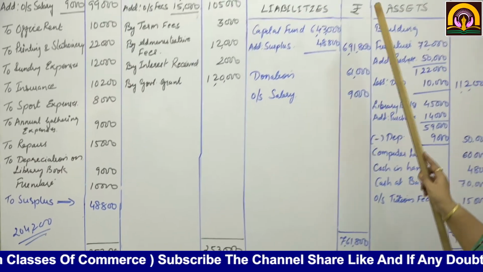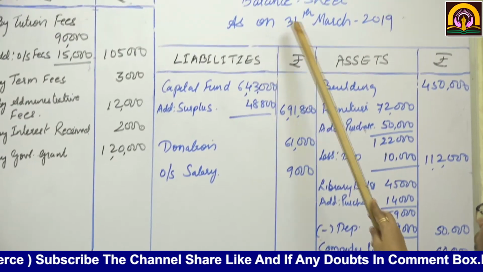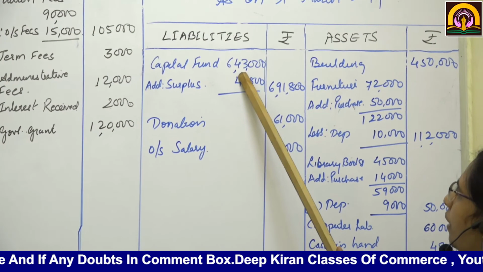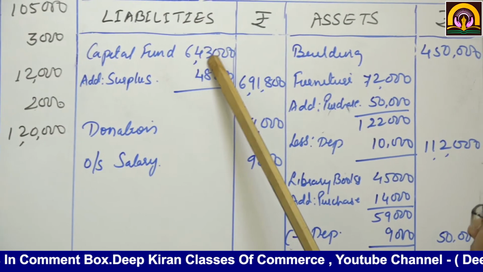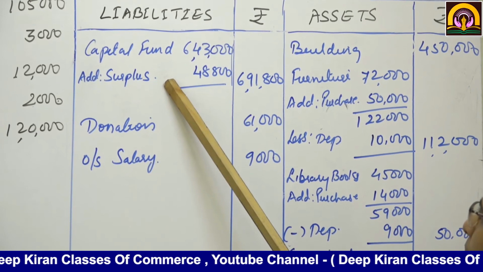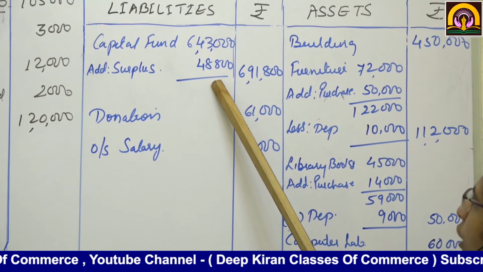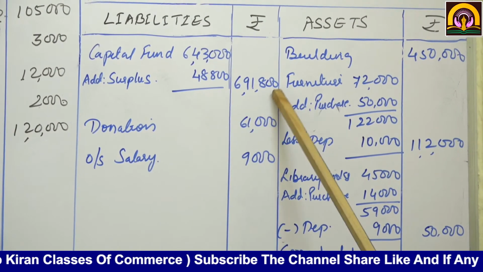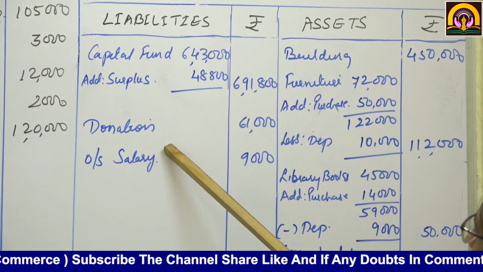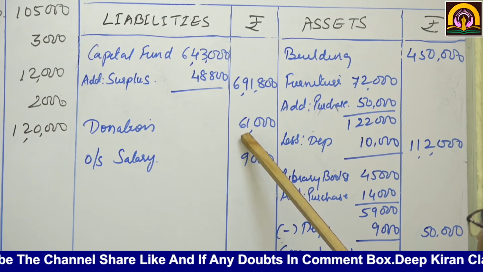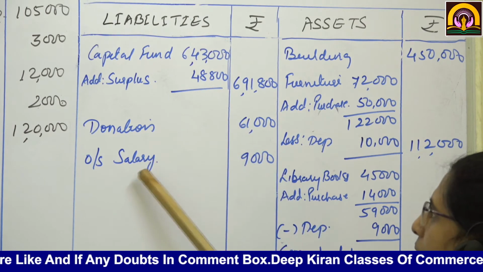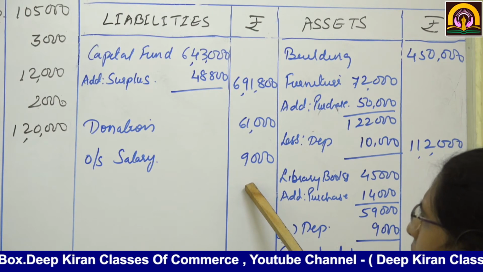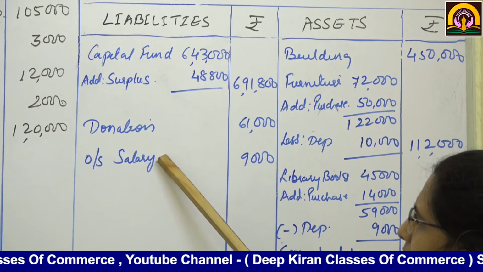Now we will see the balance sheet. See, balance sheet as on 31st March 2020. Capital fund: in the opening balance sheet it is mentioned capital fund of rupees 6,43,000. Add surplus, 48,800. So if you add up, it will come to 6,91,800. Now donations, they have told to capitalize, 61,000. Okay, there is an outstanding salary of rupees 9,000. Now this is an expense, that is why it is a liability.